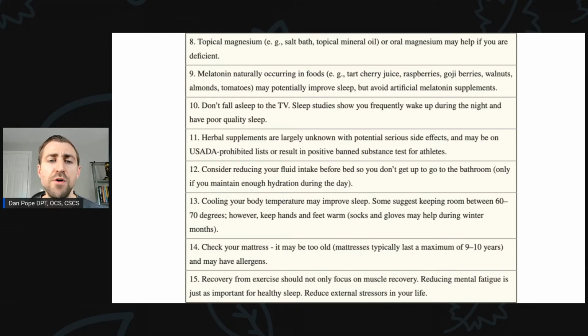Number 10, don't fall asleep to the TV. Sleep studies show you frequently wake up during the night and have poor sleep quality. I know a lot of folks like that TV to help lull you to sleep.